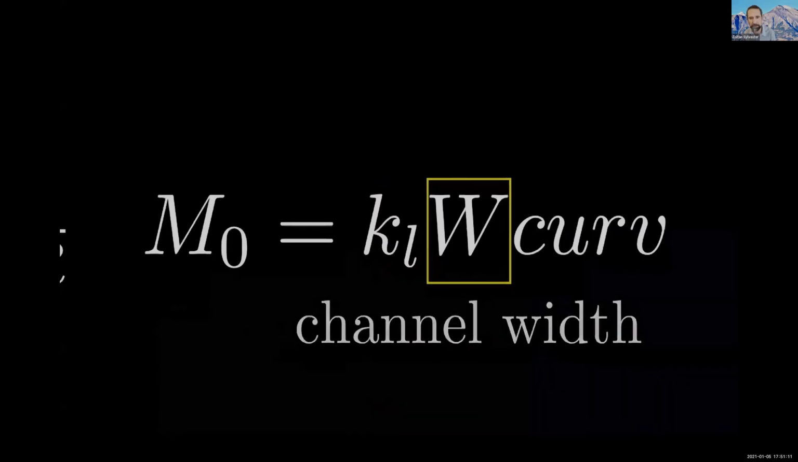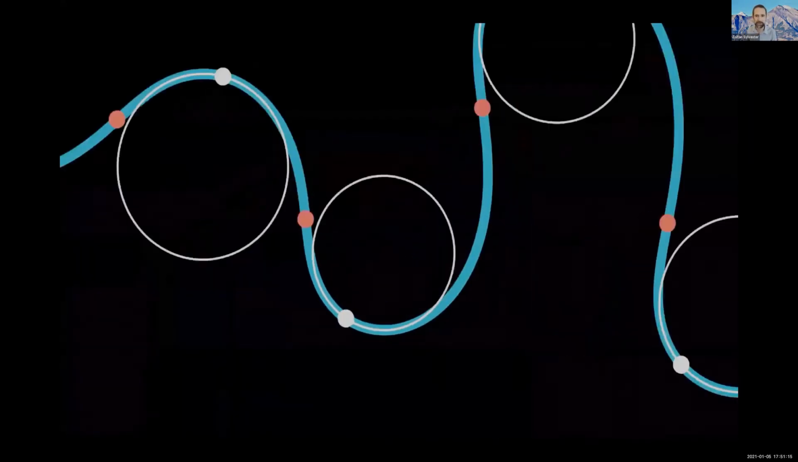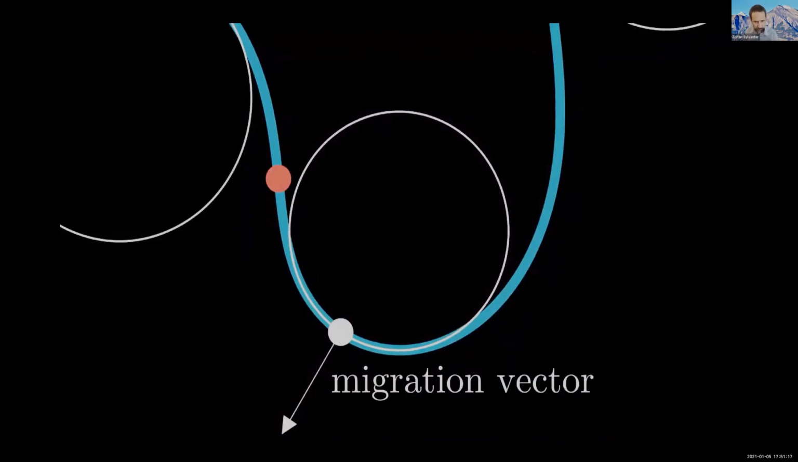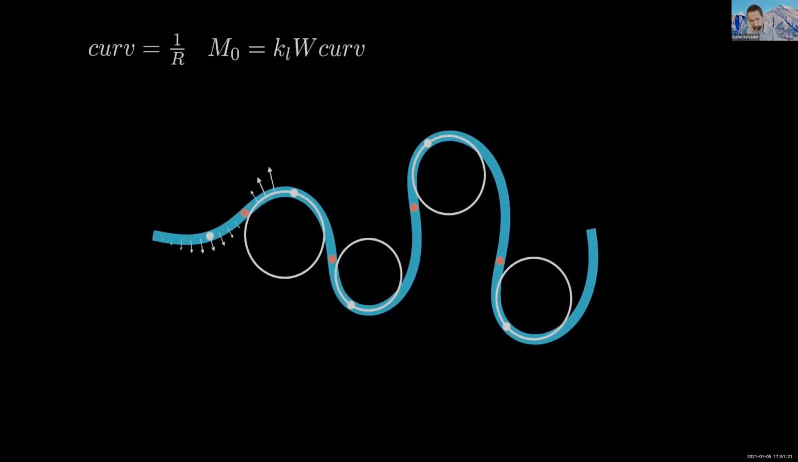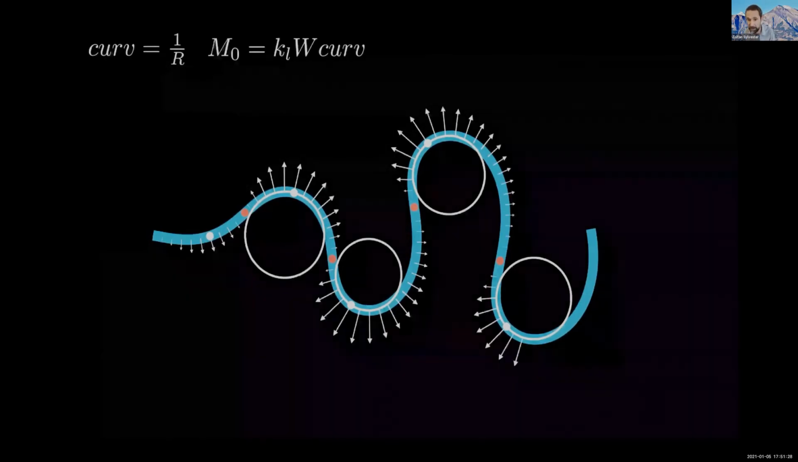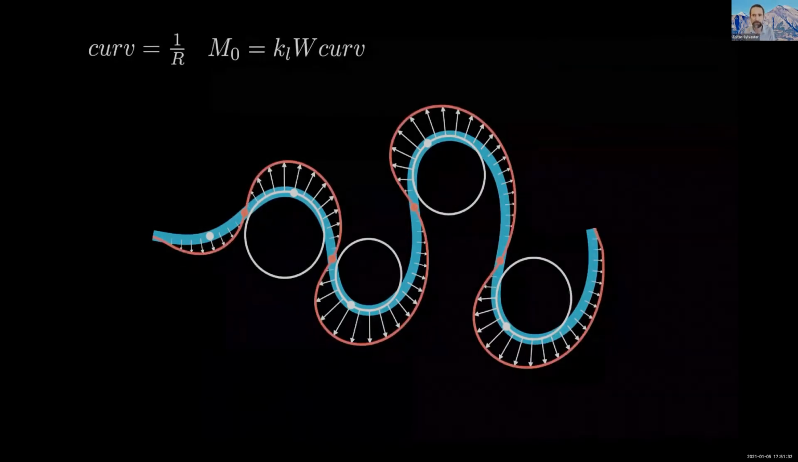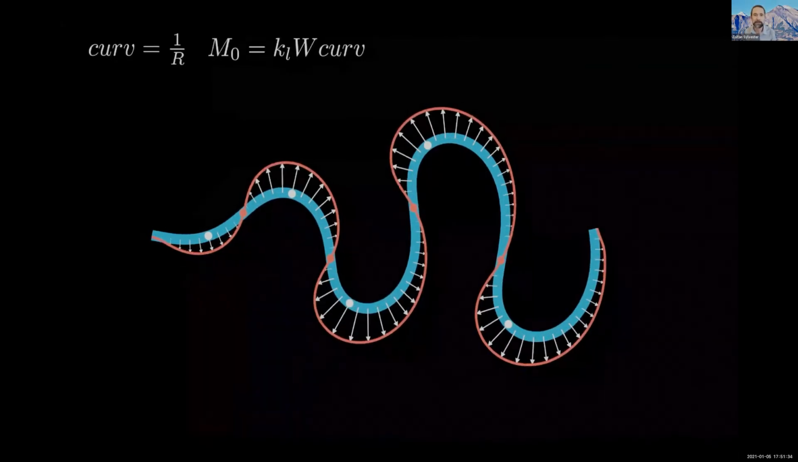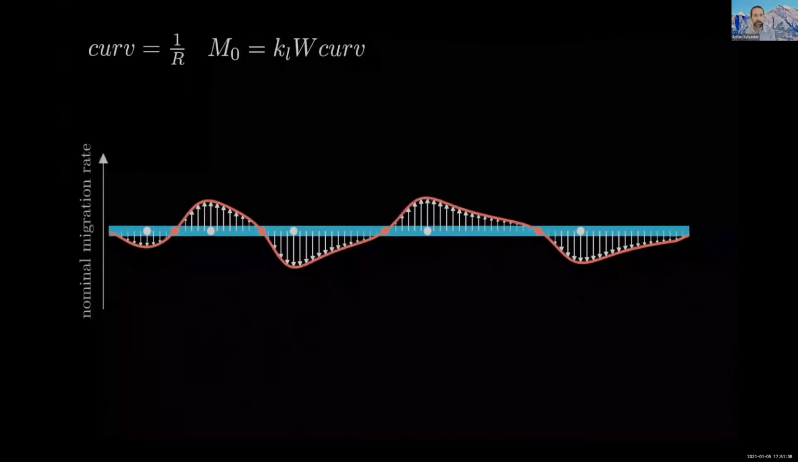So we use channel width and the migration constant to transform curvature into a migration rate vector. And if we plot these vectors along the channel, like you can see it happening now on the screen, hopefully we can predict the next location of the channel. And we kind of have a simple model of meandering. I think it looks pretty good.